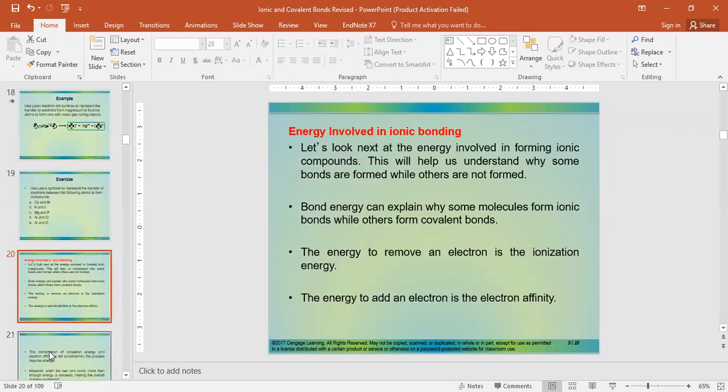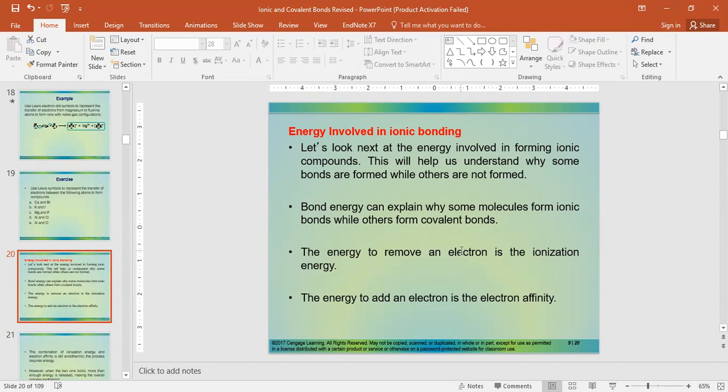So thank you. Let us look at the energies that result from ionic bonding. The energy involved in these compounds will help us understand why some bonds are formed while other bonds are not formed. Here we talk a little of the bond energies. For us to explain this, we need to know what processes are involved in the formation of an ionic compound. Bond energy can explain why some molecules form ionic bonds while others form covalent bonds.